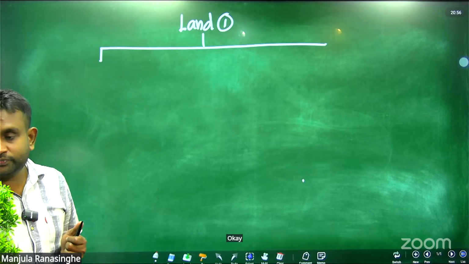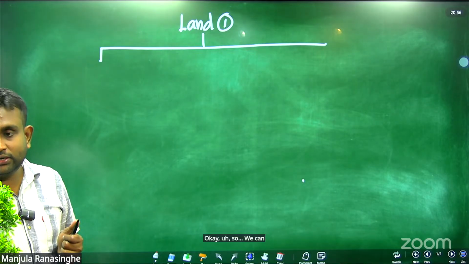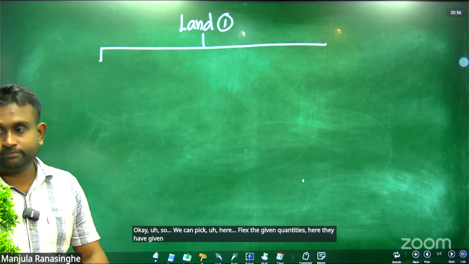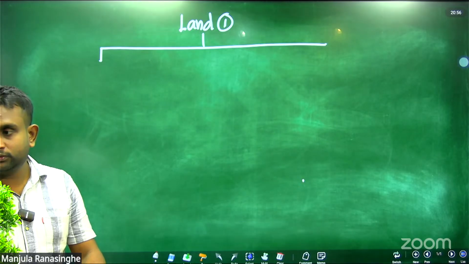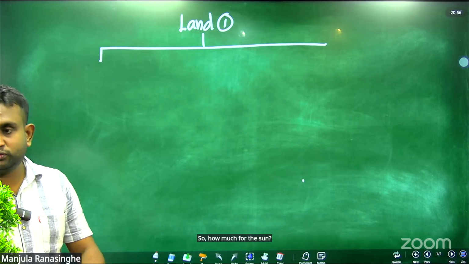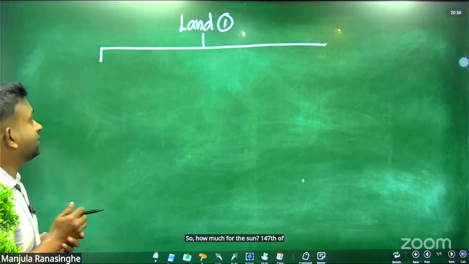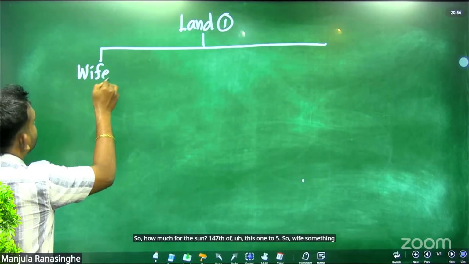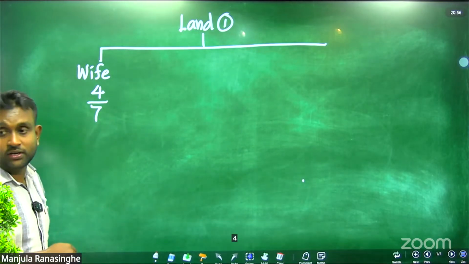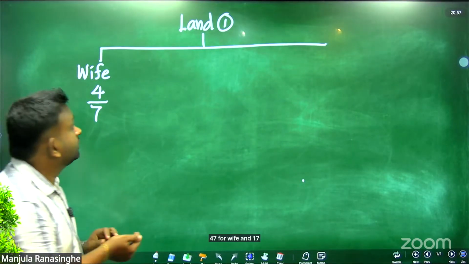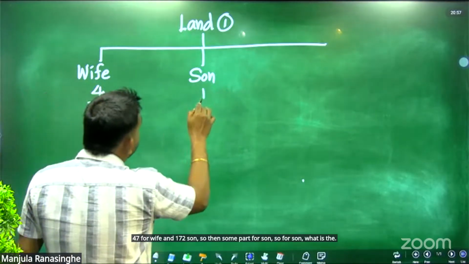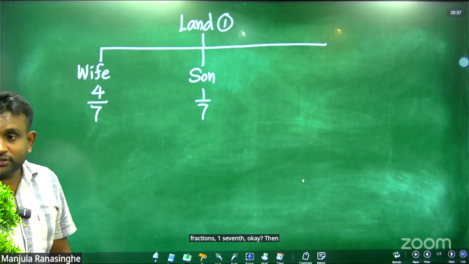Okay, so here we can take the given quantities. So how much for the son? Something is given to the wife. What is the fraction given to the wife? 4/7 of the plot. 4/7 for the wife and 1/7 to the son. So then some part for the son. For the son, what is the fraction? 1/7. Okay. Then read the question.